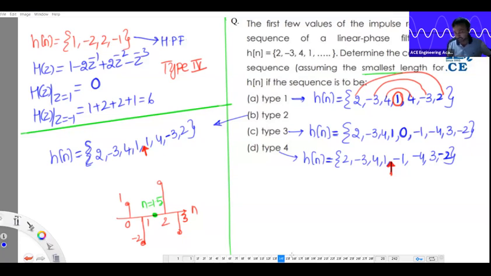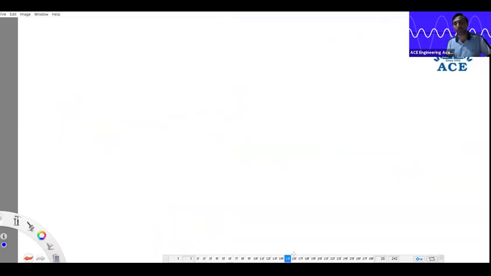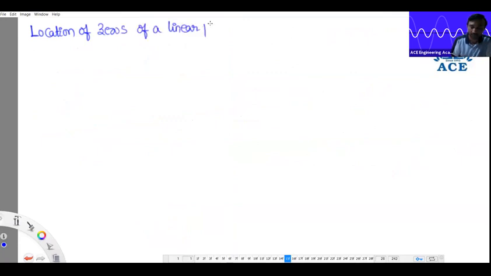More than 10 times, the topic we are discussing now has been asked in the GATE exam for instrumentation. What is the location of zeros of a linear phase FIR filter?